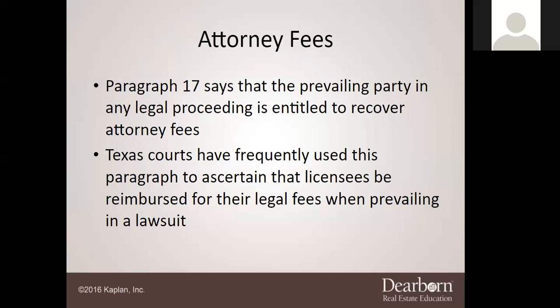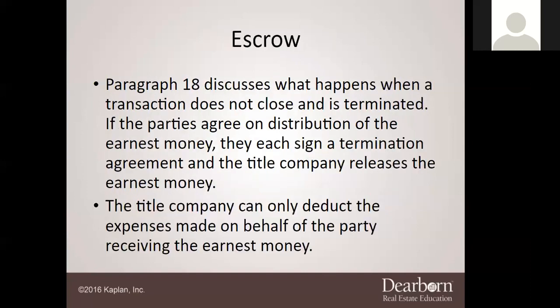So in this situation, yes, a real estate broker's attorney will cover the broker, even though the agent is a person underneath them. There's a reason we have insurance. The agent will also need E&O to cover them, and that's why there will be two attorneys. The two attorneys are going to work together to benefit everybody, but everybody has to have their own legal representation. Okay. Escrow. Paragraph 18 discusses what happens when a transaction does not close and is terminated.